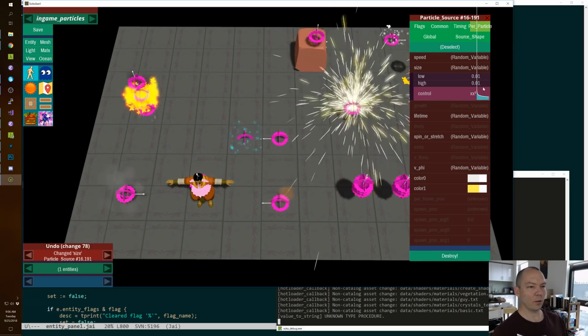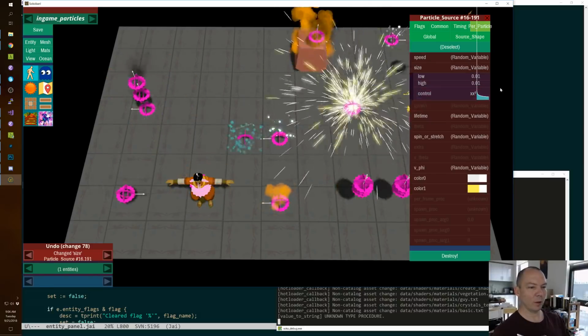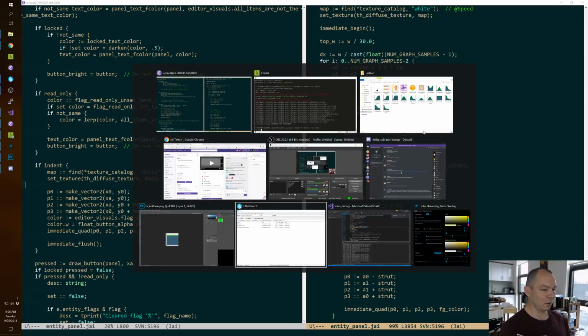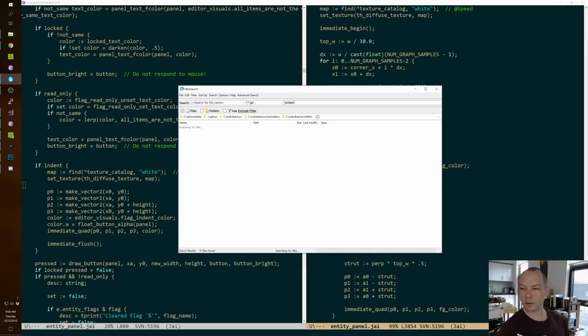Let's scissor these so that we don't get this ridiculous out of bounds thing. Any questions about what's going on?